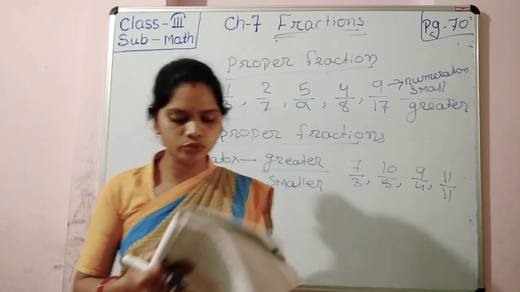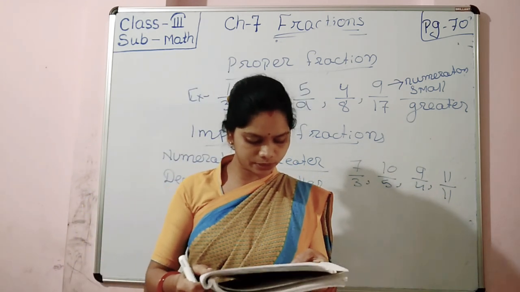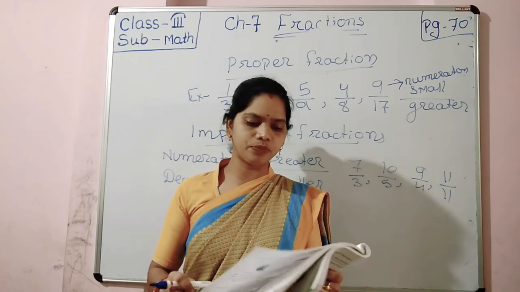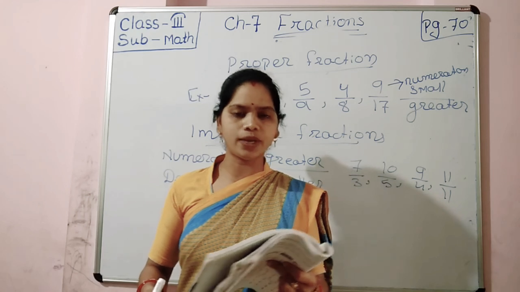Okay, in this way you have to complete page number 76, exercise 7.3 in your book and copy. Next we will learn equivalent fractions.